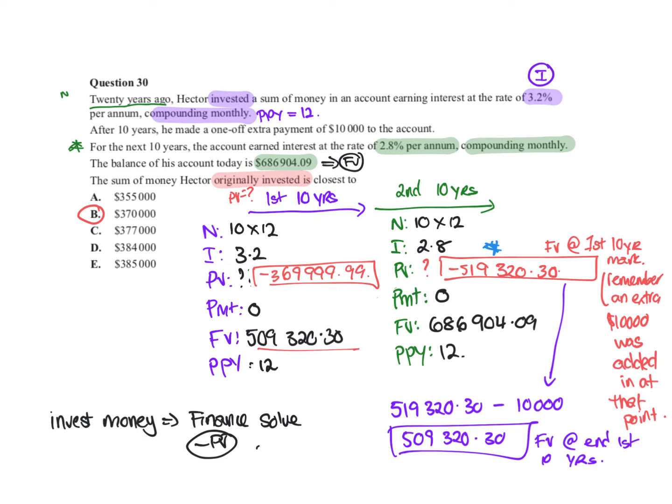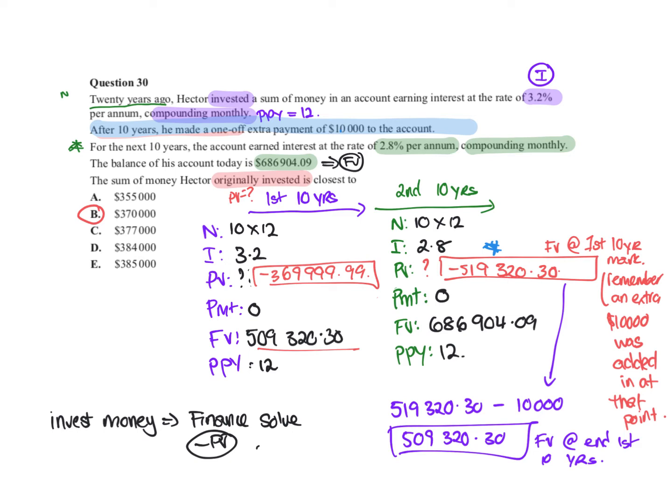So remember I said you should always pretend you're starting again. What we would do is, at the end of the first 10 years, we say, all right, he's going to invest this money. But at the end of that first 10 years, they said he made a one-off payment. So that means he was going to invest another 10,000. That's why another 10,000 would have given him more money in the investment.